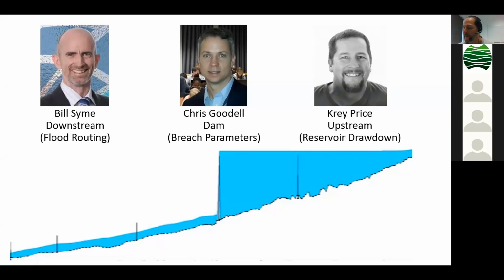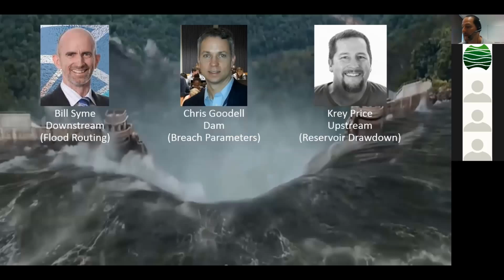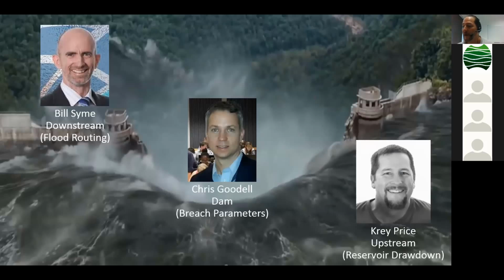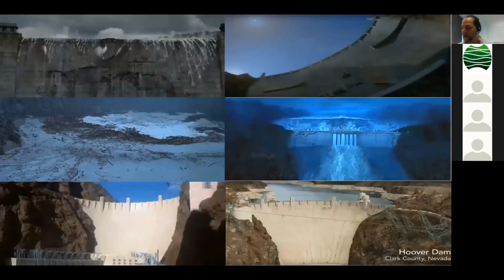We've divided this geographically into three reaches. I will be talking about a couple of basic items about the reservoir drawdown, how we simulate a reservoir. Chris will talk about the dam itself, how we model the breach parameters, and Bill will talk about how that flood wave is routed downstream. This is just a basic profile, but if we take a look at a movie screenshot, I will be talking about the reservoir, how it draws down. Chris will talk about the dam breach itself, and Bill will talk about the flood routing.